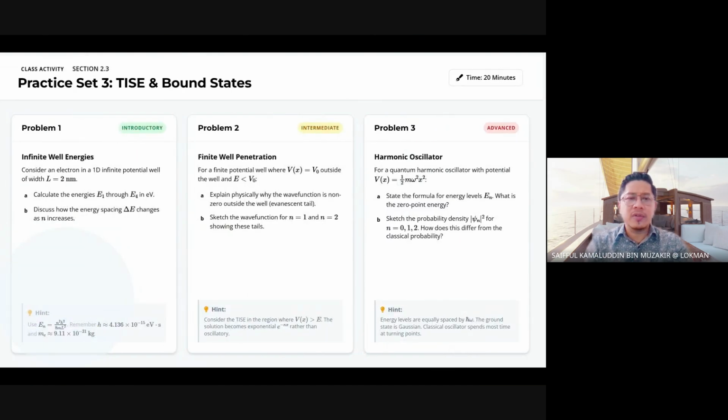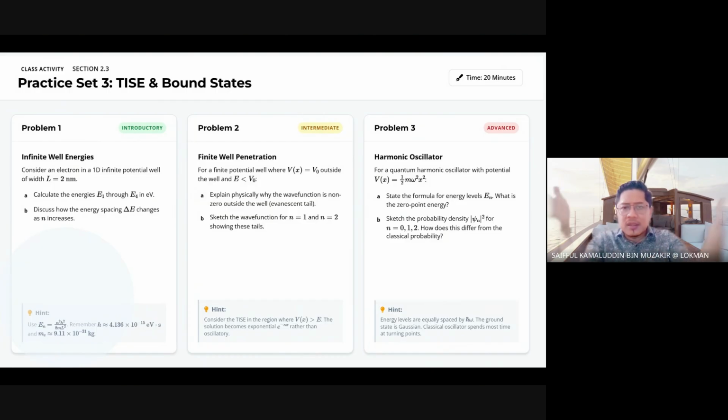Practice set number 3. These problems bring us back to the time-independent equation, the TISE, and the bound states. So the goal here is to connect the equation to allowed energies, the quantized energy levels. Maybe you need to calculate the energy level, right? Okay, so the acceptable boundary conditions, and the shape of the eigenfunctions.